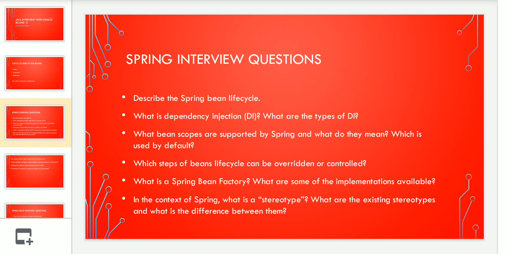The next question is, which steps of the Spring bean life cycle can be overridden? Up to my knowledge, there are two methods that can be overridden: pre-destroy and post-initialization. The other question is, what is Spring bean factory? What are some of the implementations available? There are a couple of implementations available for getting the Spring bean factory, so please have a look at that. The other question is, in the context of Spring, what is a stereotype? What are the existing stereotypes and what are the differences between them?